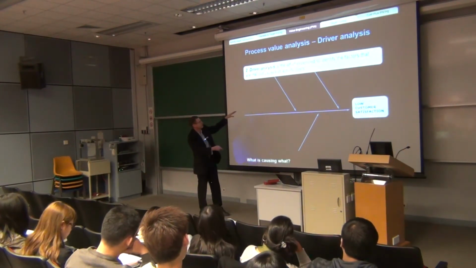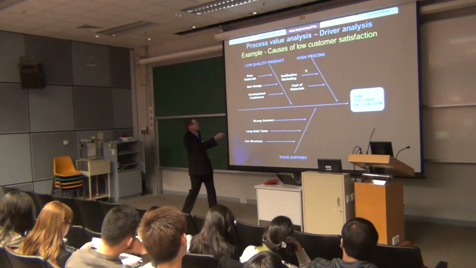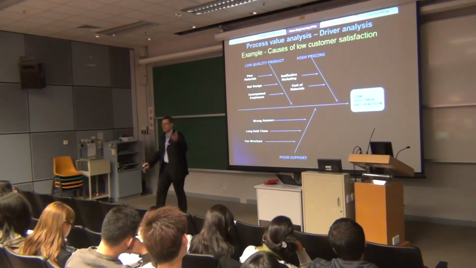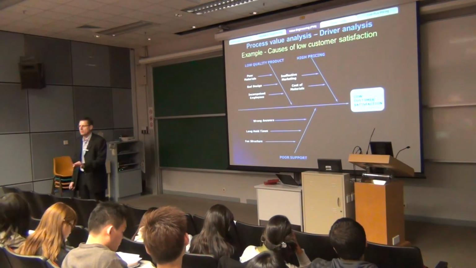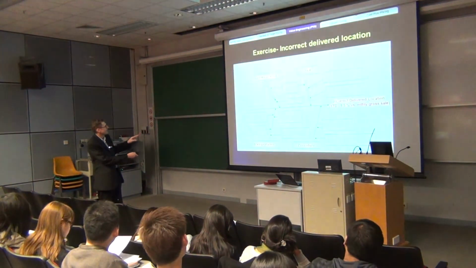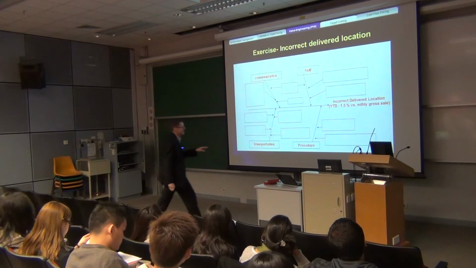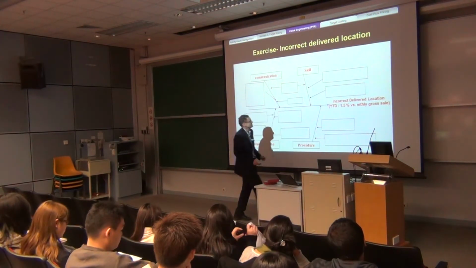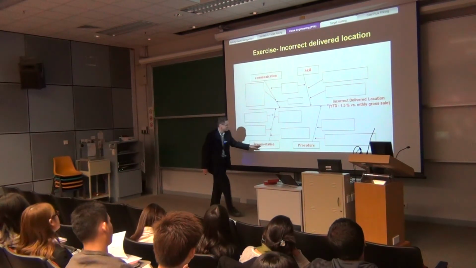So what they do is driver analysis. You go through all the different ways in which what is causing what. If we have low customer satisfaction, is it high pricing, low quality product? Is it poor support? It could be any one of them. There are many other things. What I want you to do at home, when you go home with these notes, I want you to think about which items may be related to incorrect delivered location. Is it a communication problem, skill problem, transportation problem, procedure?